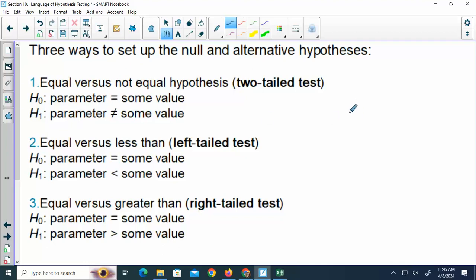Not equal, we call that a two-tailed test, because if it's not equal, it could be higher or it could be lower, so both tails. Left-tailed is less than, so if we're trying to prove that it's smaller, that's called a left-tailed test. Right-tailed is greater than.